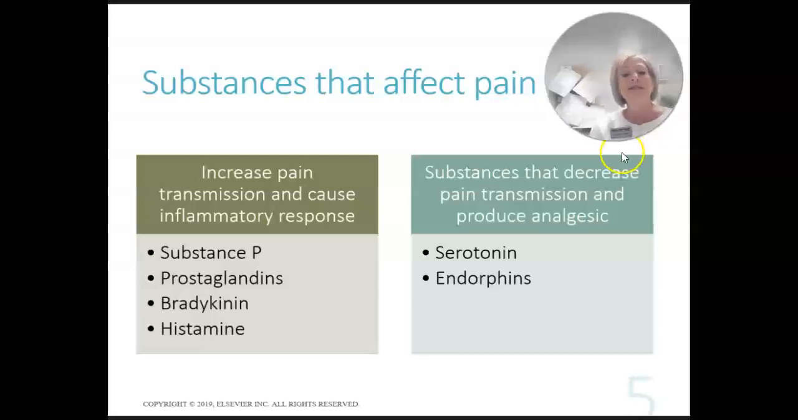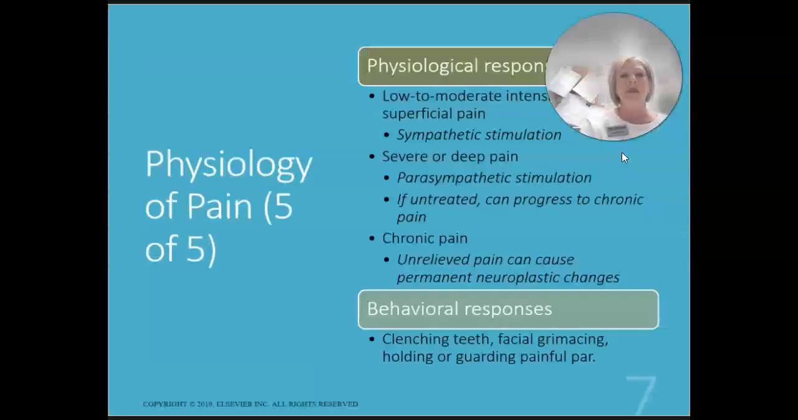And then there's substances that decrease our pain. They produce an analgesic effect for us. That is serotonin and endorphins. If you think about serotonin, it's in the brain, it releases and helps give you that analgesic effect. When you think about endorphins, that's what people who run or do certain things have released that help with those pain responses.